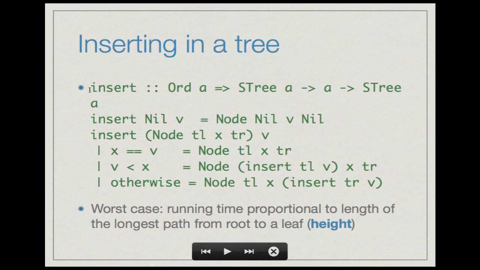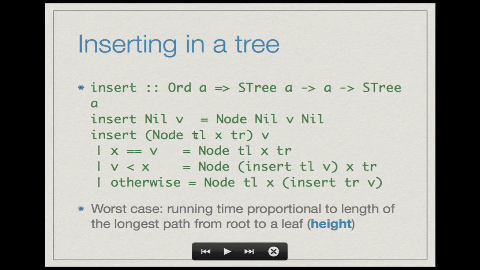Here is the code that realizes the above strategy. Insert, which is a function with signature Ord a implies STree a arrow STree a. Insert Nil v equals Node Nil v Nil. This is a node with root v and two empty subtrees. This is what happens when we insert v into the empty tree.